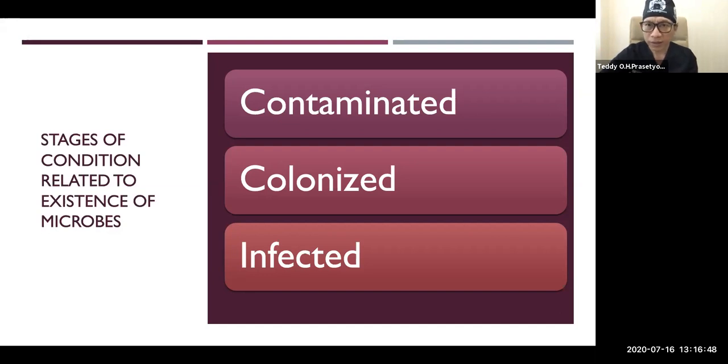Speaking about the existence of microbes in the tissue or on the surface of the wound, before infection there is also a term called critical colonization, a critically colonized wound. That is the beginning of infection before it is really infected.